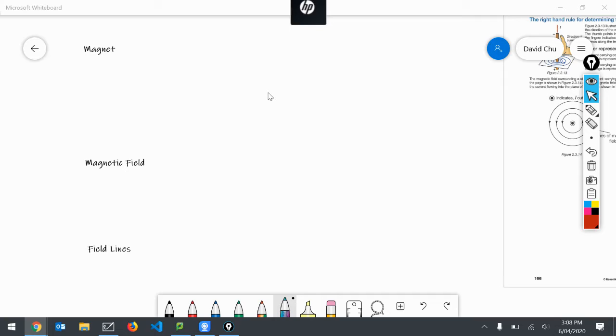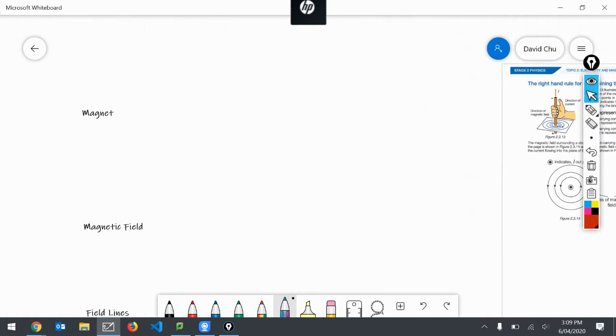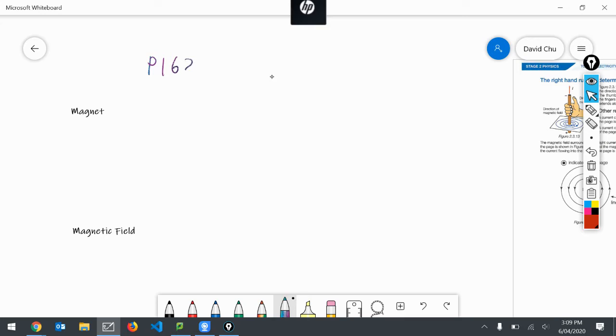Later on, I'll be turning on the webcam, which shows some hand gestures as well, because you're going to be using your right hand in many of the things we do. All right, so topic 2.3 is on page 162. And we're going to be talking about a few concepts that you might be familiar with or might not be familiar with.